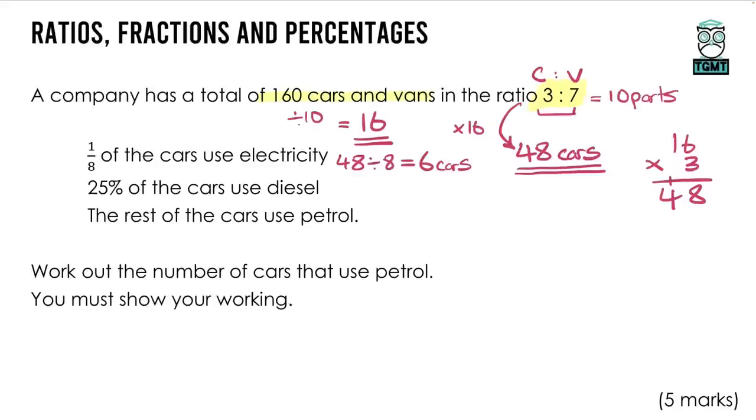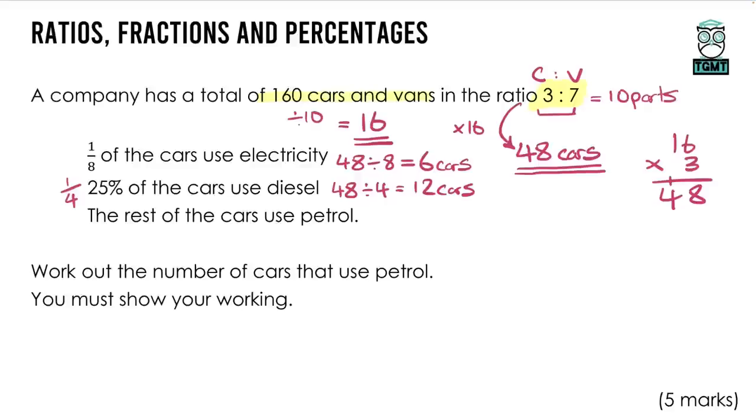It says 25% of the cars use diesel. 25% is a unique percentage because it is 1/4. So you could write that as 1/4 if you prefer, or you could do your 10%, 5% method to get your 25%. So here I'm going to work out 1/4, which is 48 divided by 4, and that would give me 12 cars. So 12 cars use diesel.